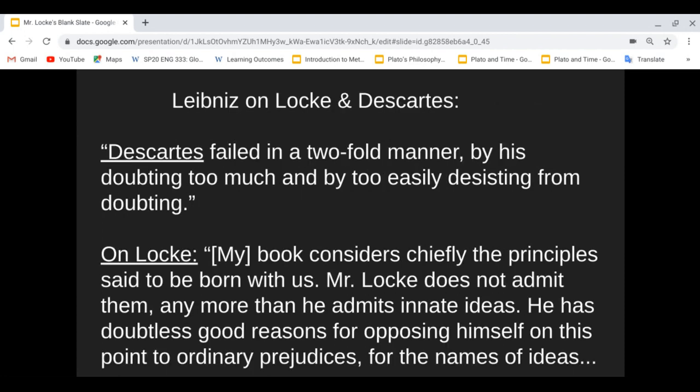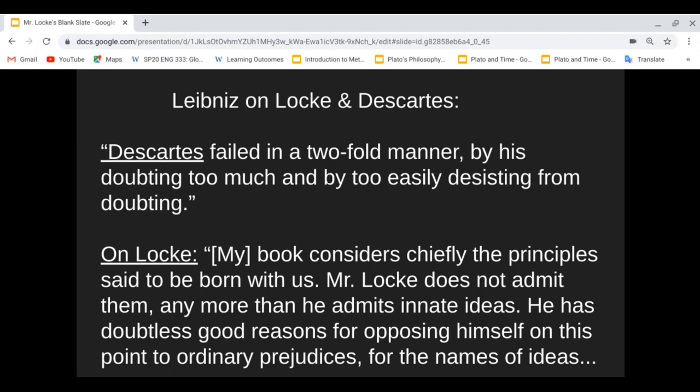But here's Leibniz on Locke and Descartes, and this is a really revealing quote on Descartes. You can focus on this as a kind of formula, and there's a lot said here in this one sentence. Leibniz is going to say about Descartes that Descartes failed in a twofold manner: first, by doubting too much, and by too easily desisting from doubting.